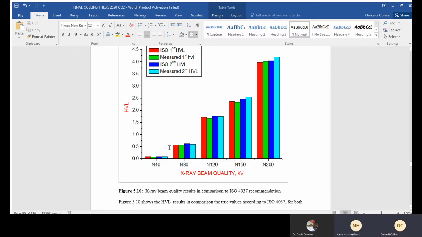Yes. From a principle perspective, all these should be the same, ideally. Both the value for the experiment and the practical should be the same. And as you increase the kilovolts, the half value layer should also increase, because clearly we can see from the measurements. Yes. And also from the ISO requirements. But from physics point of view, are you able to understand why the half value layer increases as you increase the voltage from 40 to 200 kilovolts?